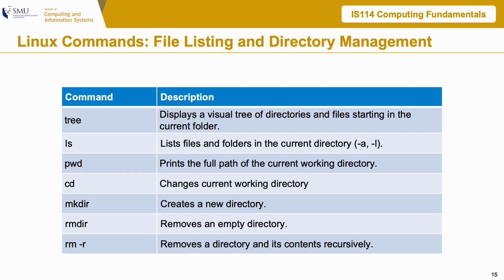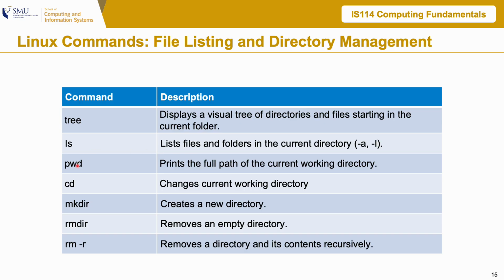We also learned some commands to manipulate and manage directories. The command tree is used to display a visual tree of directories and files starting from the current folder. You can specify which directory to display by putting the path of the directory after the command tree. ls is used to list files and folders in the current working directory. And -a is used to list all files including hidden files. -l is used to list files in their long format. This will display more details of the files and folders, including the permissions, the sizes, etc.